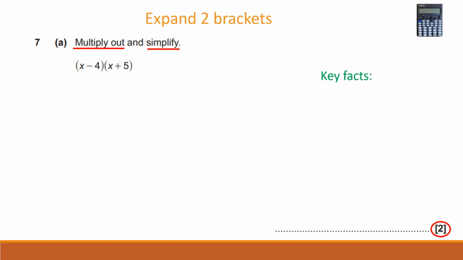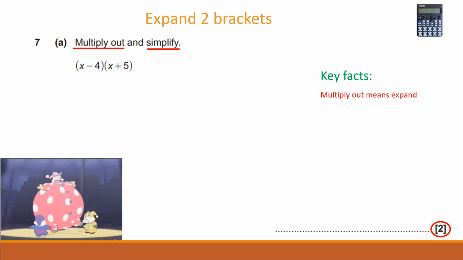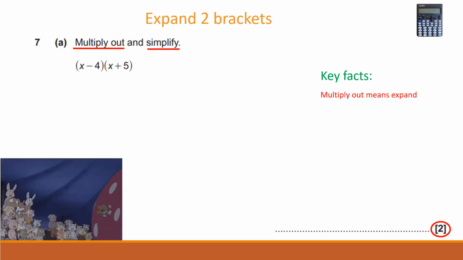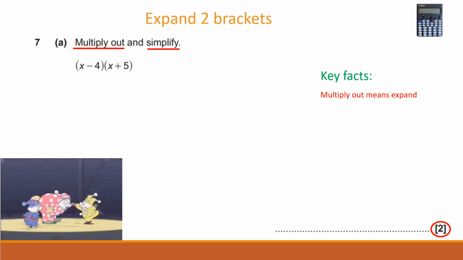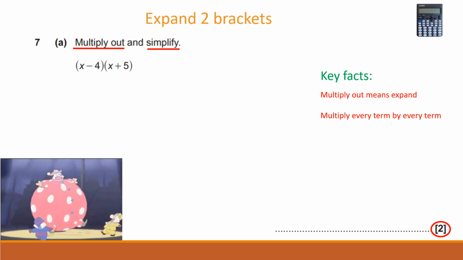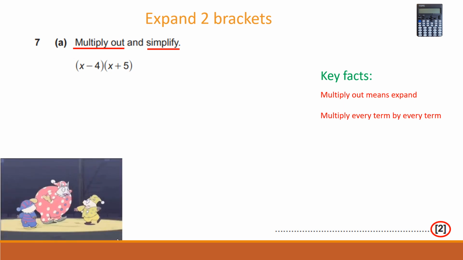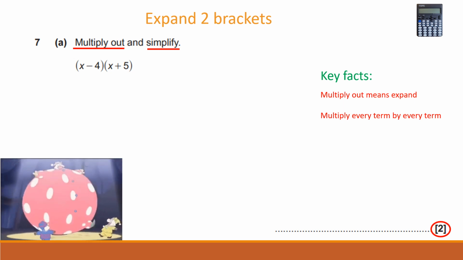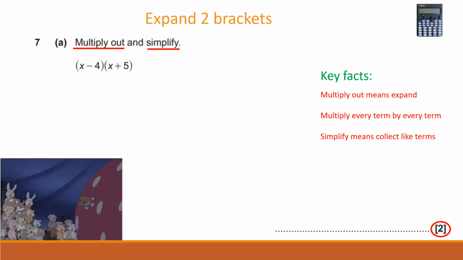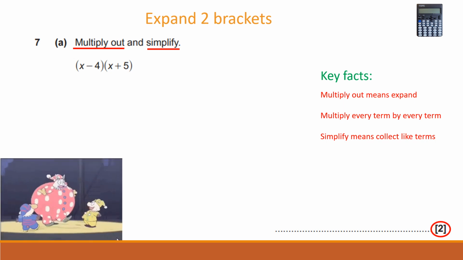So the key facts you need to know are that multiplying out means expand. These two words are interchangeable. Generally, they use multiply out on the exam. And basically what multiply out means is multiply every term that you can see by all the other terms. And simplify means collect all the like terms.